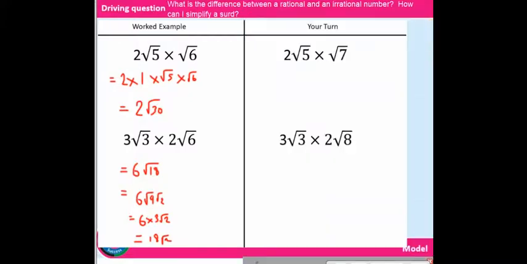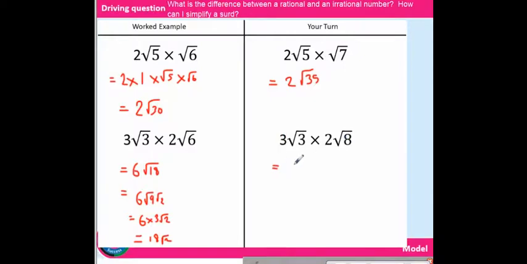You guys have a go at this one, or these two should I say. Okay, hopefully you've tried those. 2 multiplied by 1 is 2. Root 5 multiplied by root 7 is root 35. And that doesn't simplify because there are no square numbers, apart from 1, that go into 35.